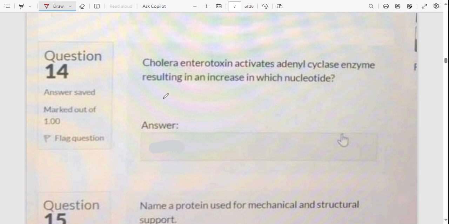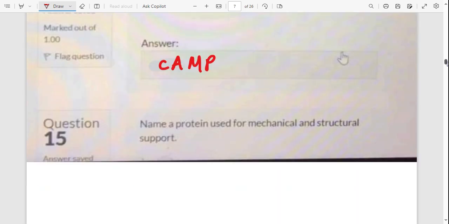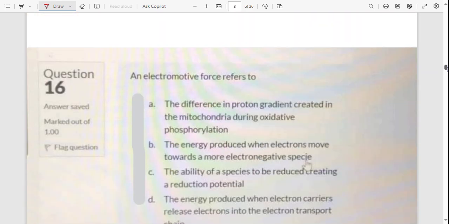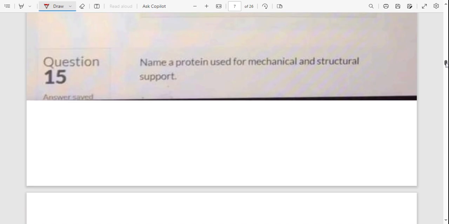Cholera enterotoxin activates adenyl cyclase enzyme, resulting in an increase in which nucleotide? The cholera enterotoxin will activate adenyl cyclase, and that is going to result in an increase of cAMP, and that promotes the entry of water into the lumen of the intestines, and that is what leads to diarrhea. Number 15, name a protein used for mechanical support and structure support. Protein for structure and mechanical support, that is collagen.